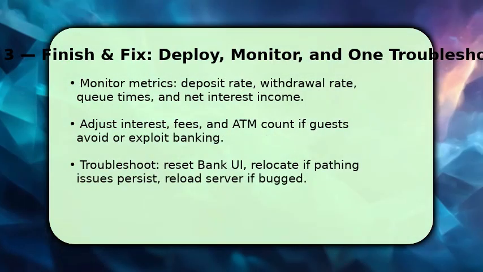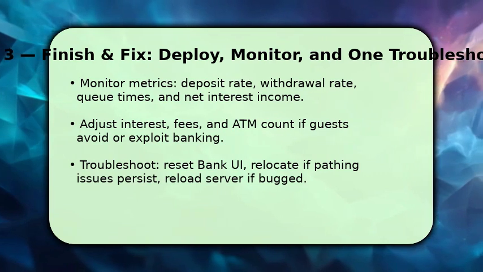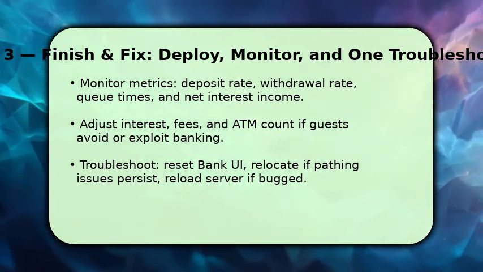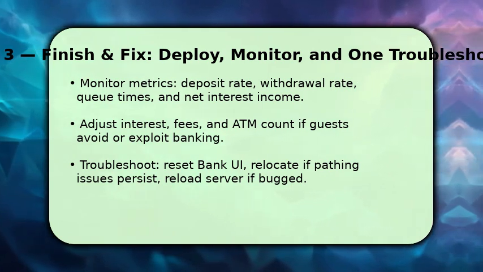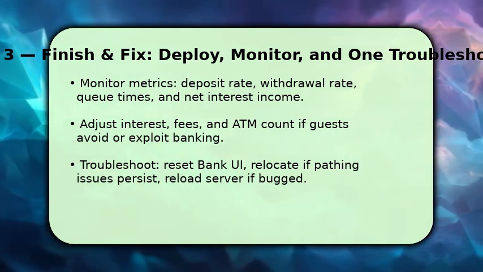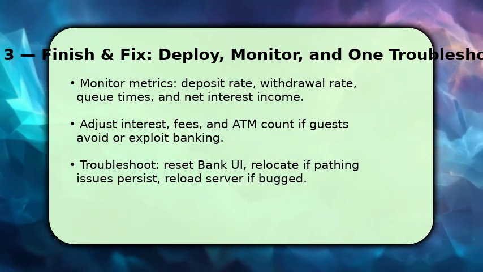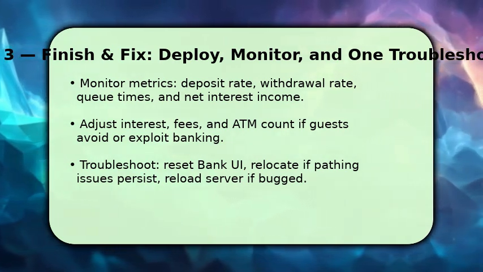Finish by optimizing settings based on observed metrics. Check deposit versus withdrawal rates, queue times, and net interest income. You'll change interest or fees to nudge behavior. Once tuned, add or remove ATMs to balance traffic and make sure signage directs guests.